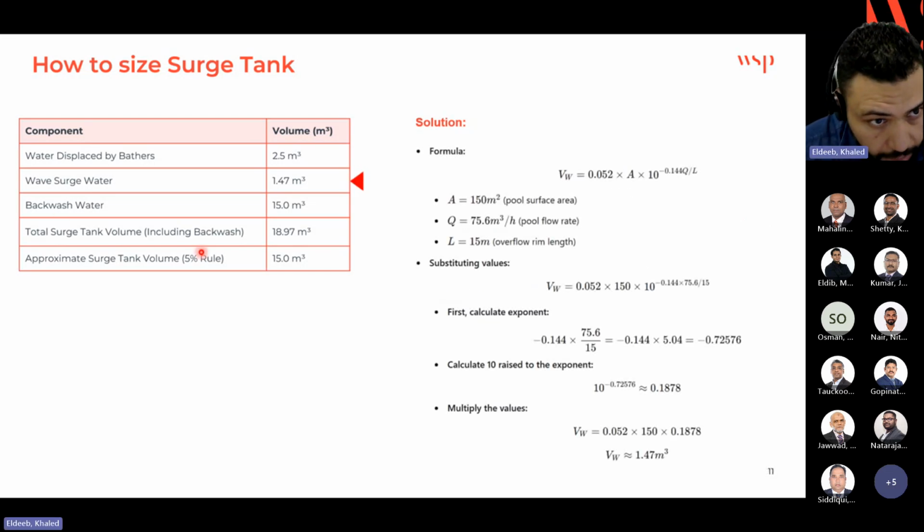The second one, the volume of wave surge water, we calculated based on this equation. We have everything: the area of the pool, the flow rate calculated before in the pump station, which was 75.6, and the length of the channel. So we have everything, and we can get the total of 1.47 cubic meters.